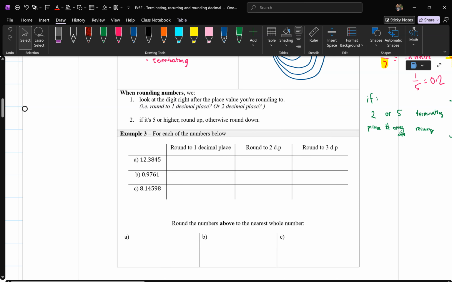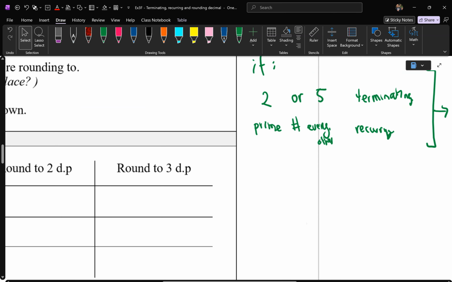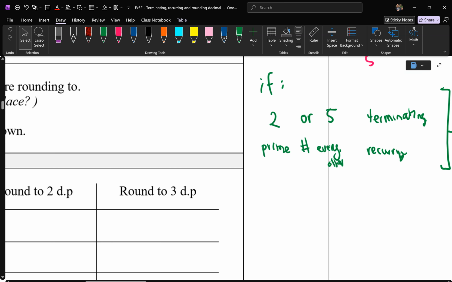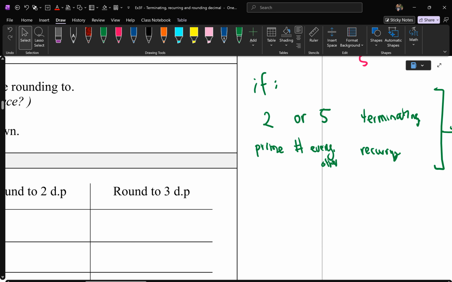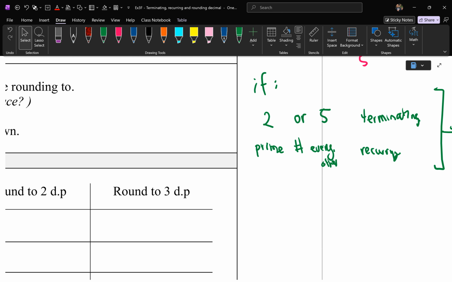Only 2 and 5 are recurring, but it can be multiples of 2. It has to be powers of 2. So like 2 to the power of 1 is 2, 2 to the power of 2 is 4, 2 to the power of 3 is 8. So any denominator of 2, 4, 8, 16, 32, those will be finite. But anything else will be recurring.